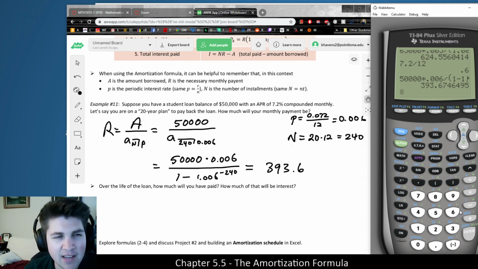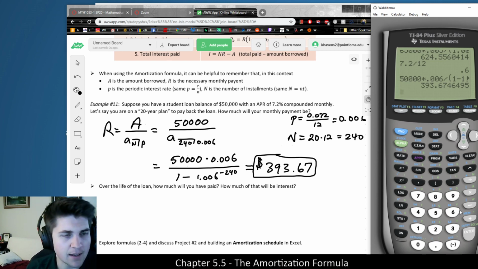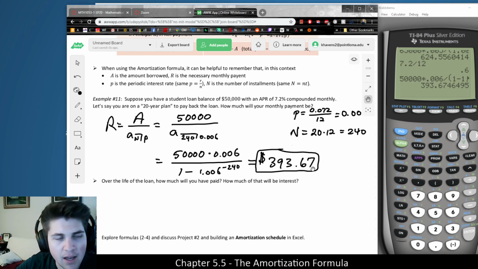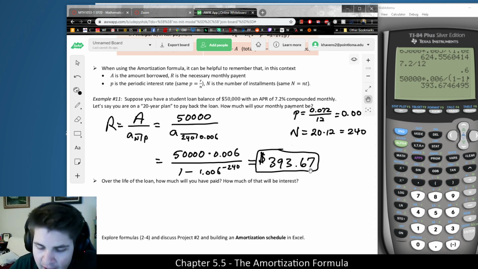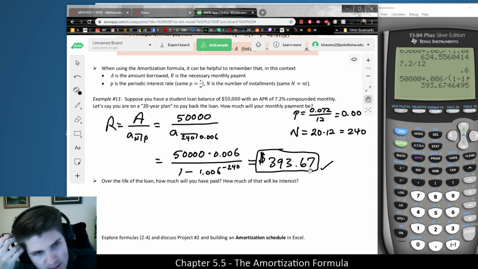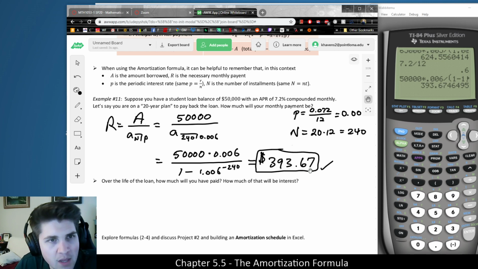$393.67. In this case, I should probably round up because if I round down, I'm probably going to come out a few cents short, but I don't really care at the end of the day. So we'll just round conventionally, but probably should round up. Anyways, cool. So if I pay off that 393.67 every month for 20 years, my loan should be paid off perfectly, exactly right on. Well, aside from the slight rounding error. And that will compensate for all of the interest that is accrued over that period of time.